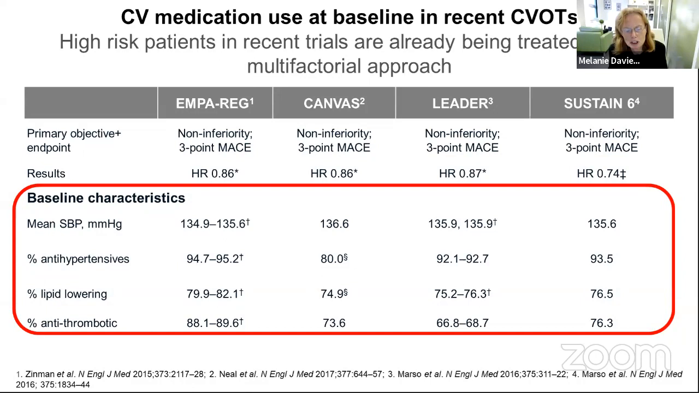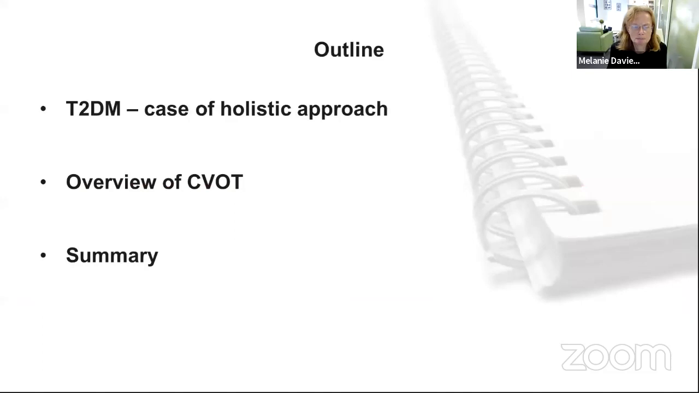And I think it's important, and this is not all of the studies, but it picks out a few of the studies, to look at the baseline characteristics in these patients that were recruited to the earlier trials. So this is EMPA-REG, CANVAS, LEADER, and SUSTAIN. And you can see actually there was pretty good control of cardiovascular risk factors with reasonable blood pressure, the majority of patients on antihypertensives and lipid lowering and antithrombotic, and an attempt to obviously also give people lifestyle advice.